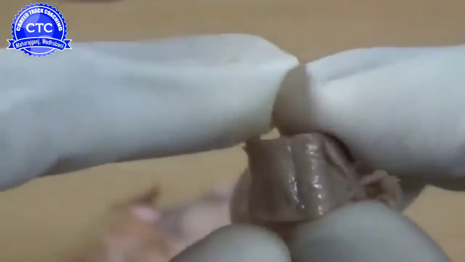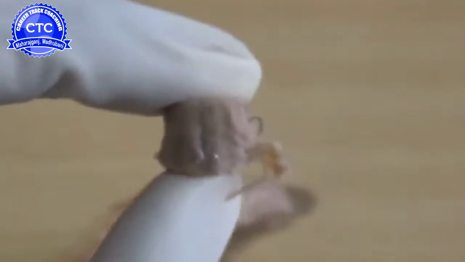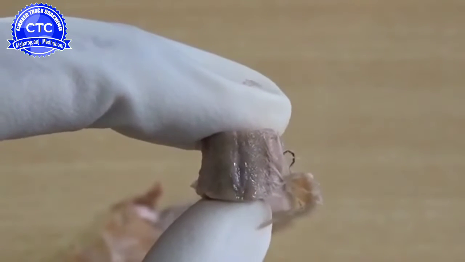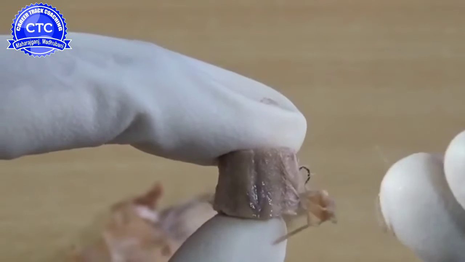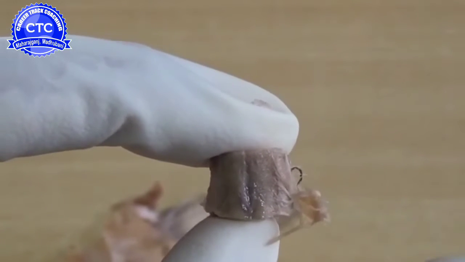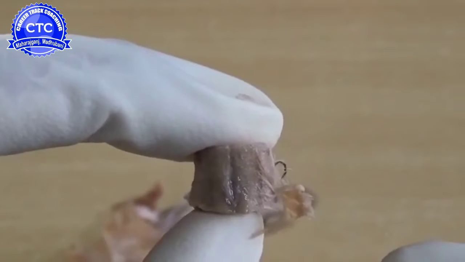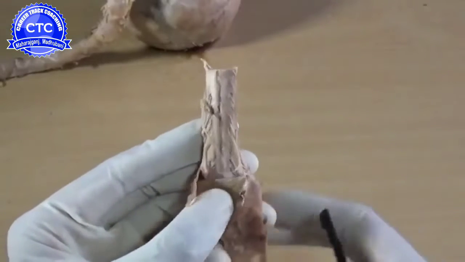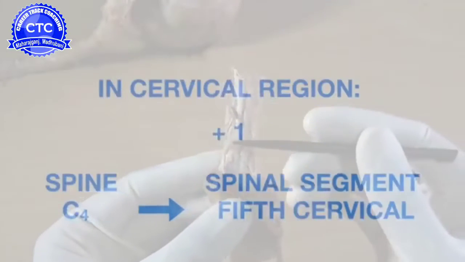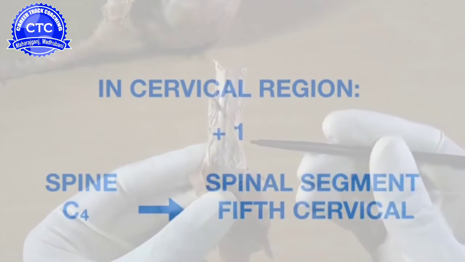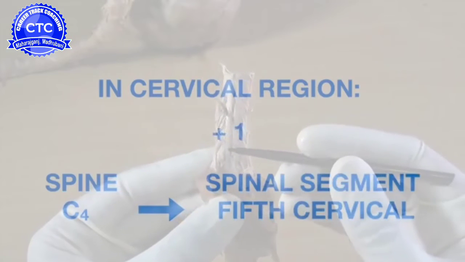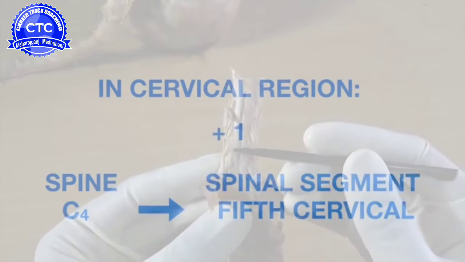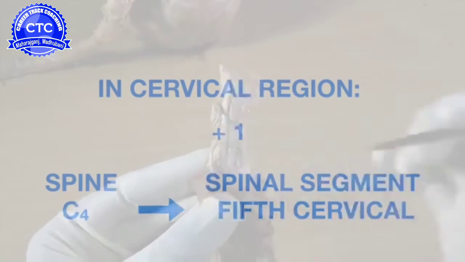Now as I told you, the vertebrae will not coincide with the spinal segments because the lengths of the spinal cord and vertebral column are not the same. So we need to understand at which vertebral level exactly which spinal segment is situated deep inside. In the cervical region, the formula is you'll have to add +1. Suppose you are palpating the spine of the 4th cervical vertebra and you want to know the underlying spinal segment, then you'll have to add 1. So there lies the 5th cervical spinal segment.